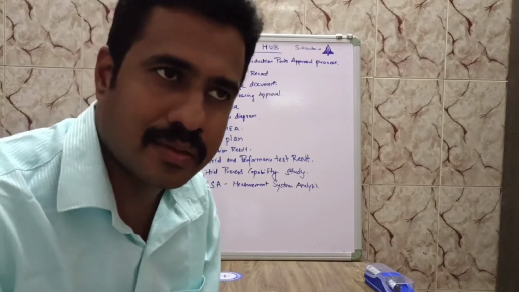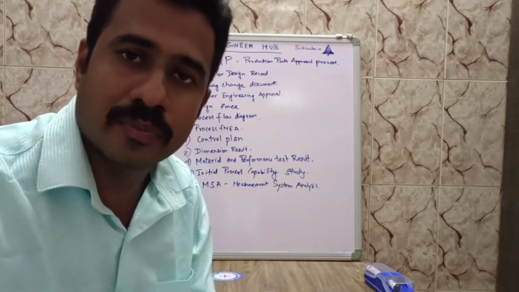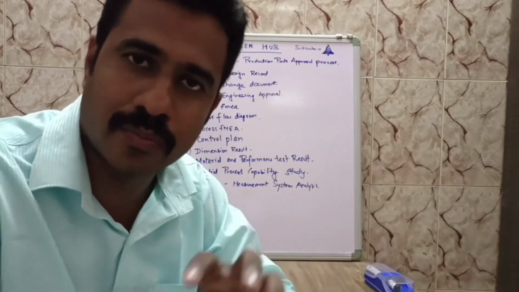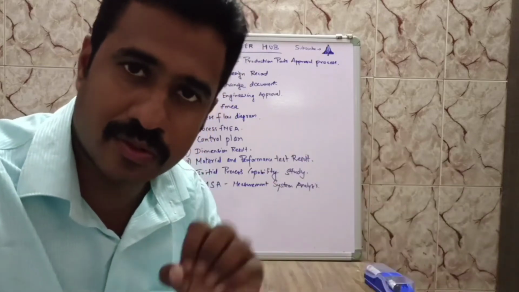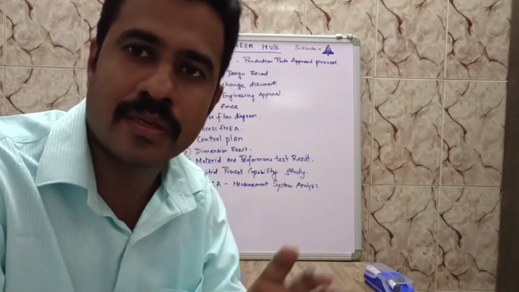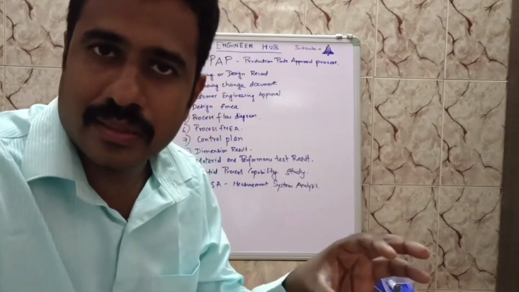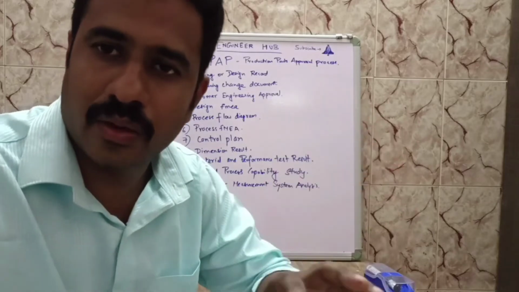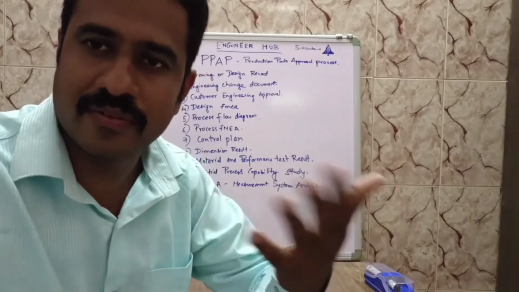So this MSA study normally involves the instruments which are used in the control panel during the control of the process. So these things are carried out in the MSA. Okay, so these are the major documents till now which we are going to see in PPAP.